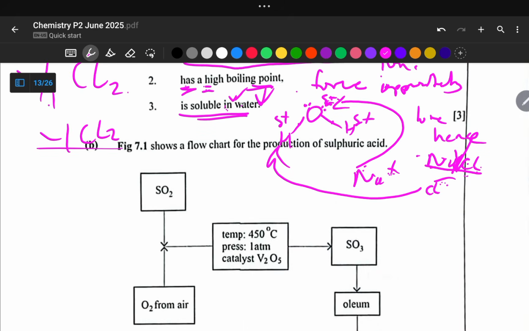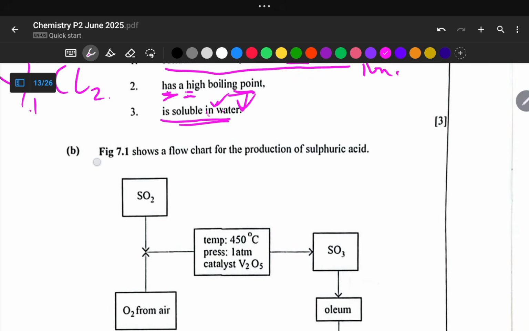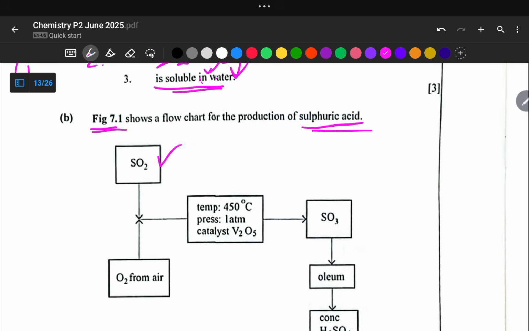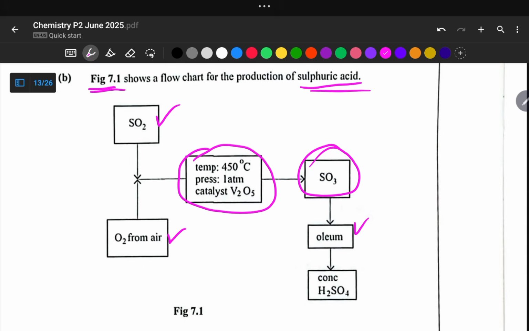So we are on number B. Number B says Fig 7.1 shows the flowchart for the production of sulfuric acid. So we have sulfur dioxide, we have oxygen from air, and these are the conditions for the contact process. So this one is the contact process. We have discussed the industrial processes in our video tutorial for all the industrial processes. And then we have sulfur trioxide, oleum, and then concentrated sulfuric acid, right?